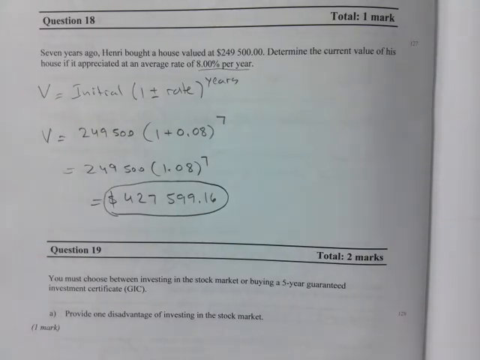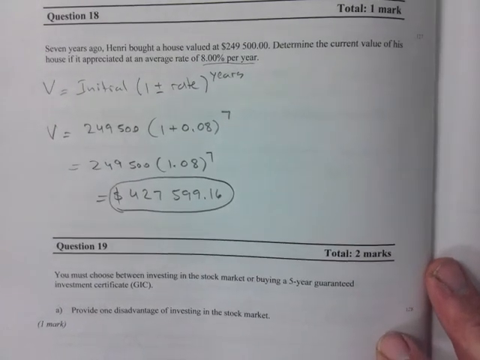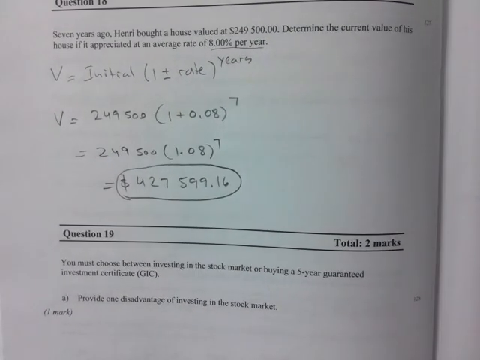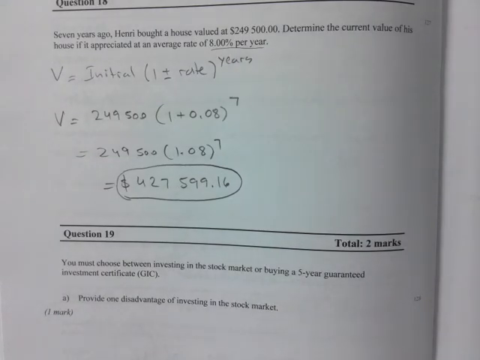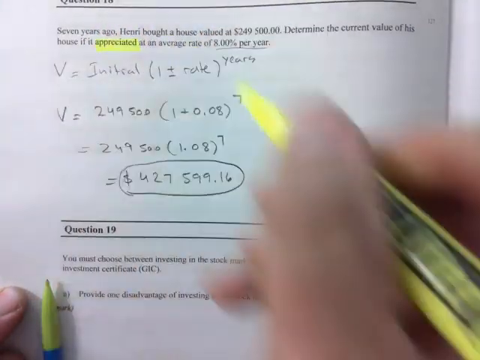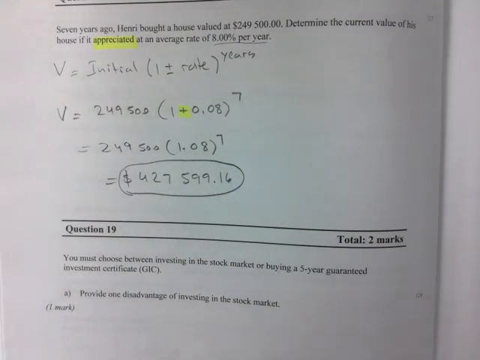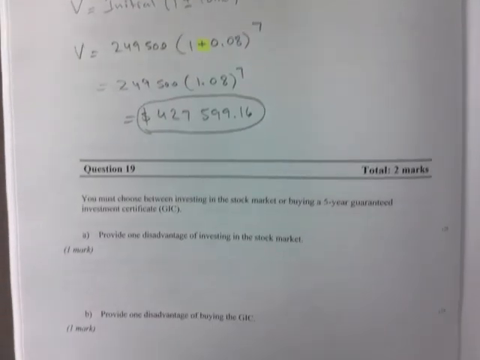It didn't ask for equity or anything like that. I believe that if you go through those reviews, you'll have a question where it asks you to determine the equity. In this case, it's just whether you know how to use the exponential formula and figure out how much a house will be worth down the road. And emphasis on appreciated, that's why we added there. Let's keep going.